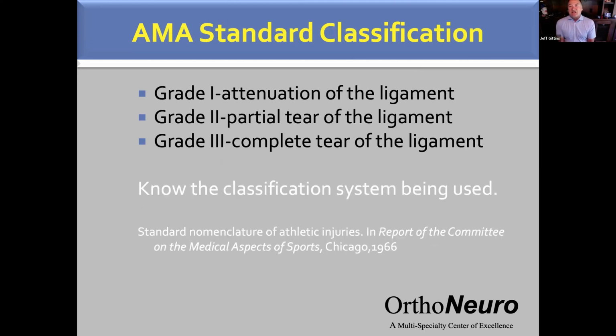With the AMA standard classification, here they're describing the exact injury to the specific ligament. At grade 1, it is an attenuation of the ligament or a stretch. At grade 2 is a partial tear of the ligament. And then grade 3 is a complete tear of the ligament. So it's important to understand what type of classification someone's using when they're trying to describe that to another physician.